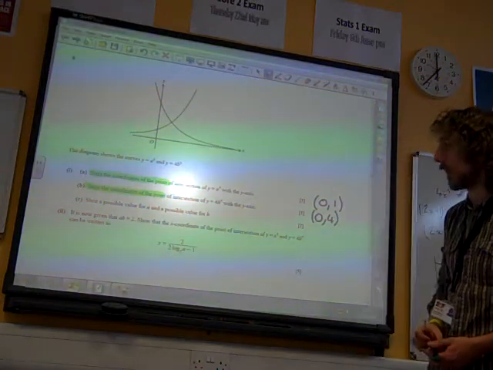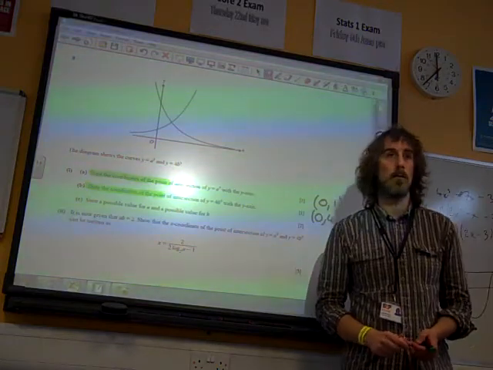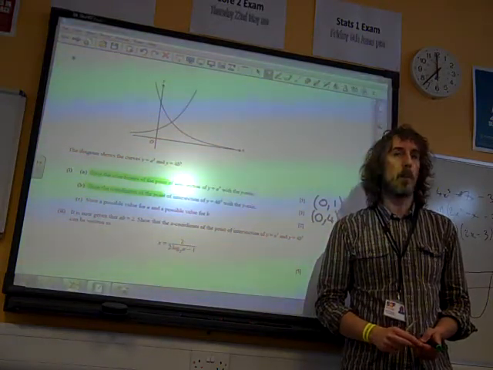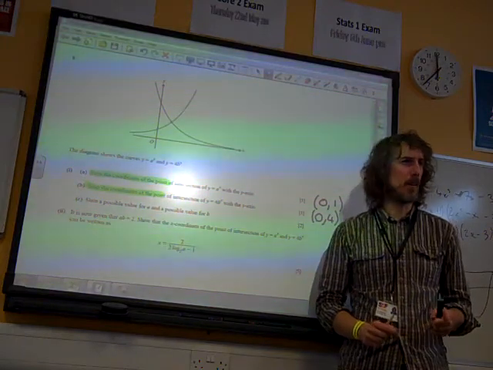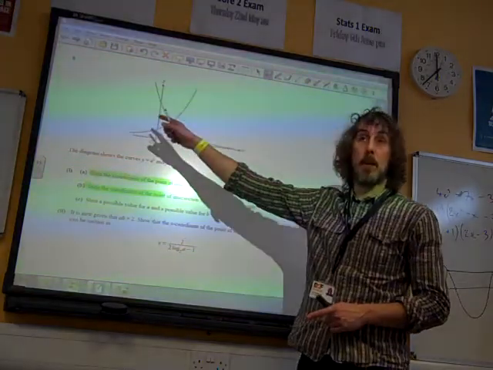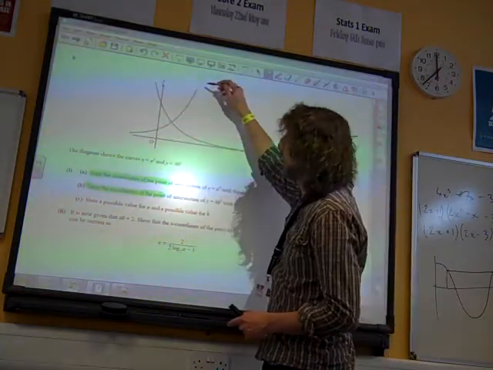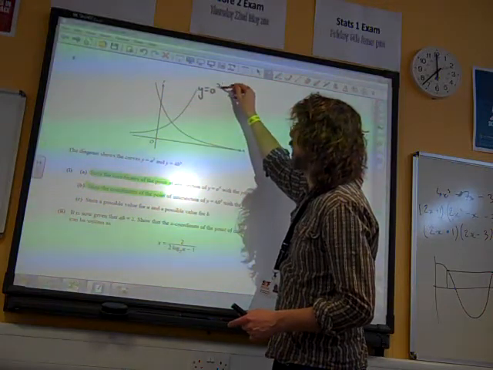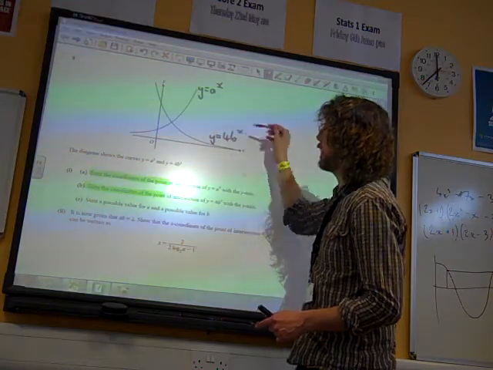Right. State a possible value for a and a possible value for b. There was one particular wrong answer here that loads of people made that really doesn't make an awful lot of sense. To start with, I think we've established now that if that one crosses at 4 and that one crosses at 1, this is the one that is y equals a to the x, and this is the one that is y equals 4b to the x.